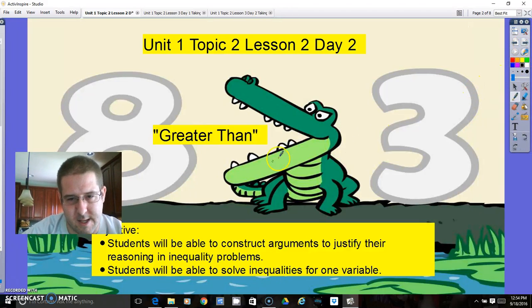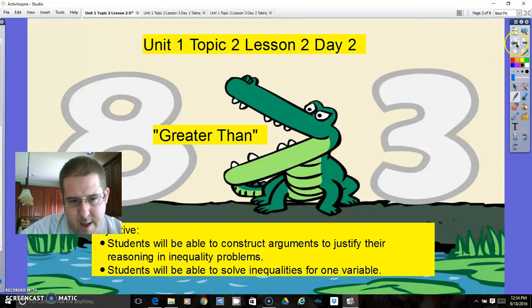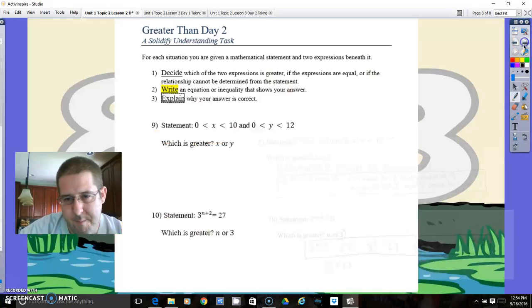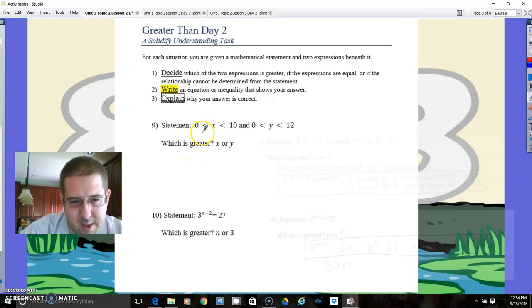So this lesson is a continuation of yesterday, with some more difficult ones even, but it starts off kind of easy. Some questions ask you to think about which one is greater. Remember, there were 4 options yesterday. Either the first one's greater, the second one's greater, they're equal, or it can't be determined, which happens to be the case in number 9.